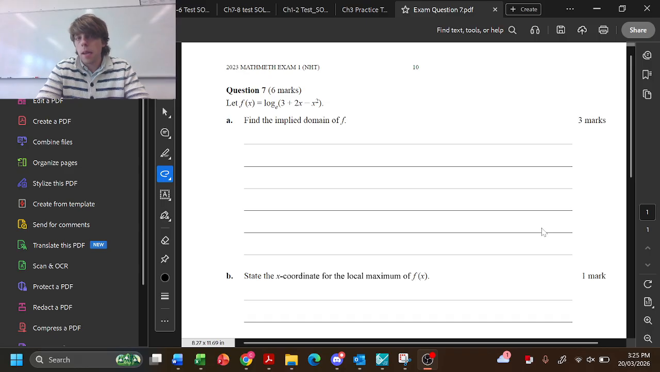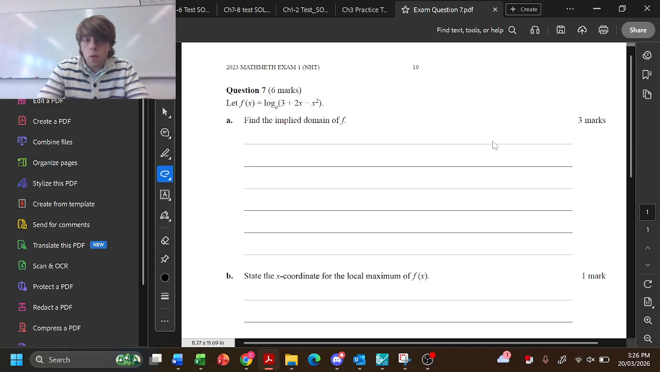This week we're going to be looking at an exam 1 problem that comes from NHT 2023, exam 1. So that means it's a tech-free question. We are not allowed to use our calculators. So this question is asking us to consider a particular function. In this case, it is a logarithm function, and we want to find the implied domain of that function.